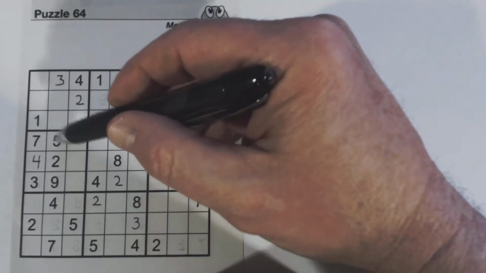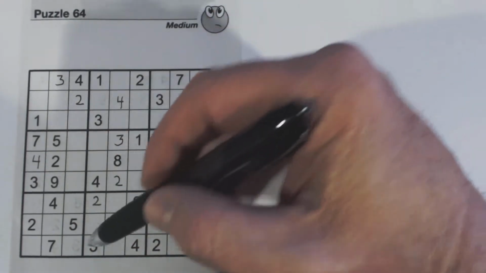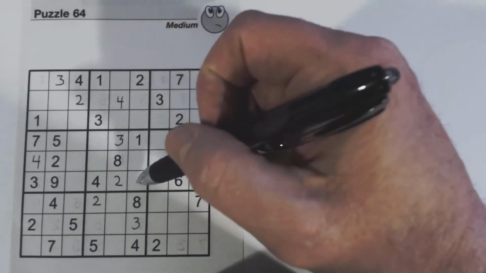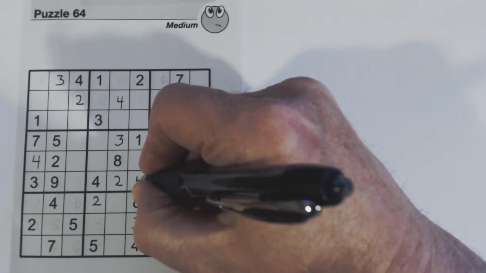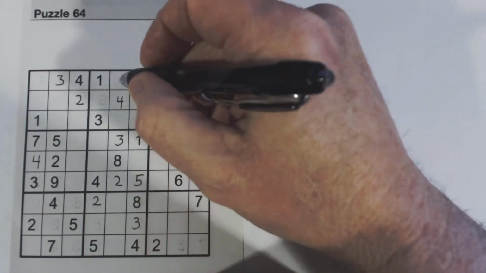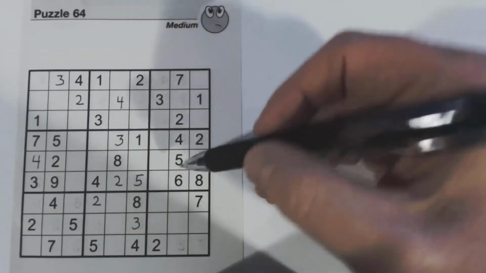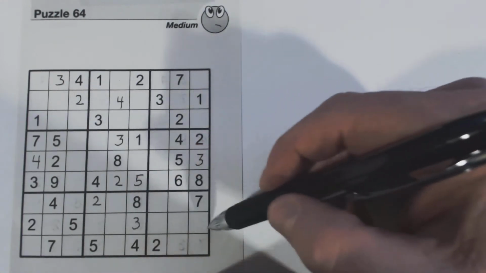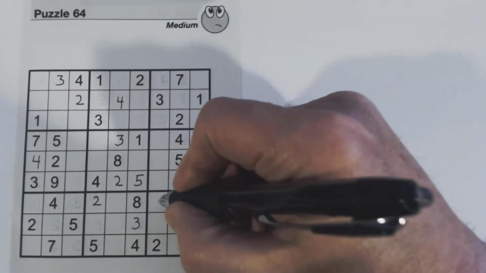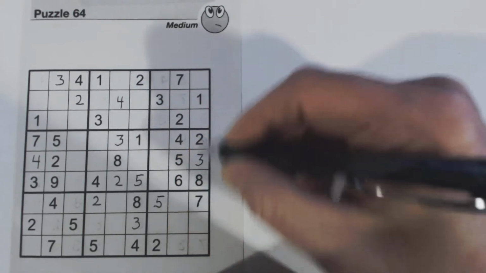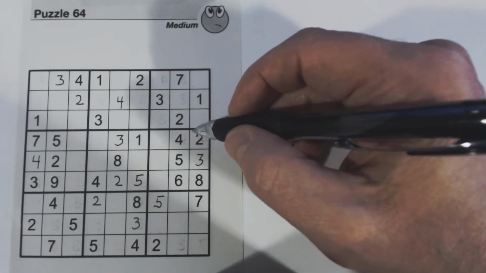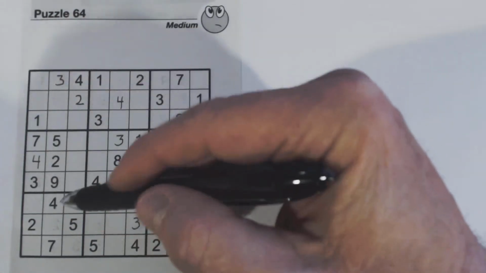5s. There's a 5 right there. One of these is a 5. Okay, that's a 5 right there. 5s there. Okay, 6s.